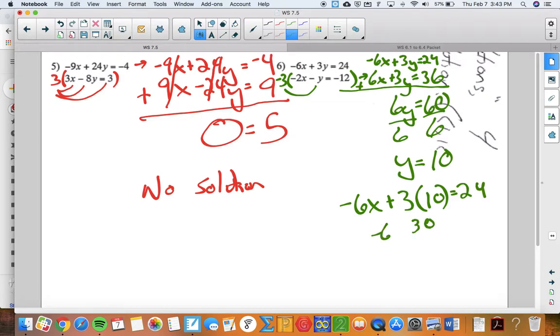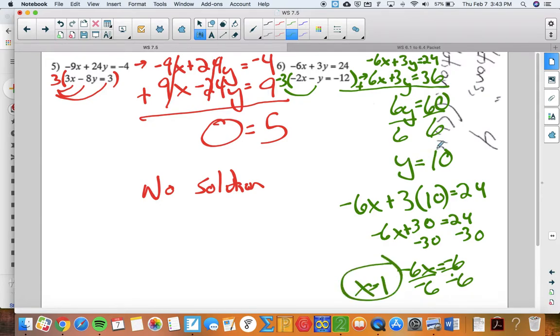That's 30. So I'm going to subtract 30 from each side. So I get negative 6x equals negative 6. So that means that x equals 1. So if I were to graph these two lines, folks, the lines are going to intersect at the coordinate pair (1, 10).